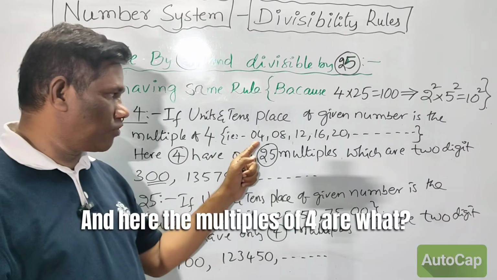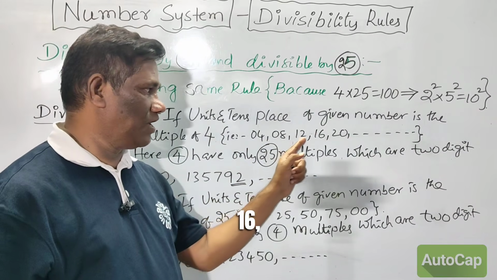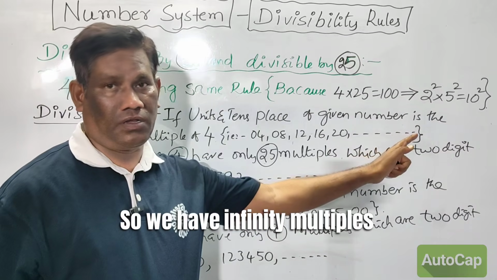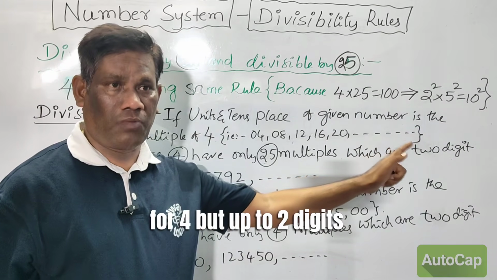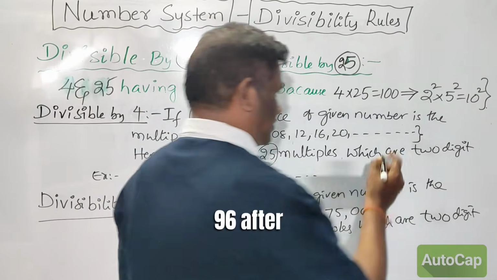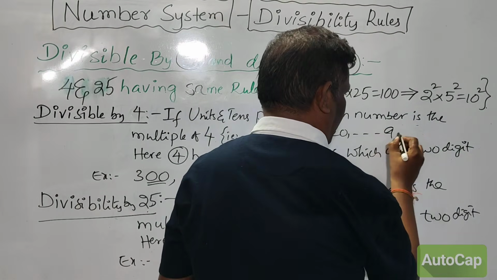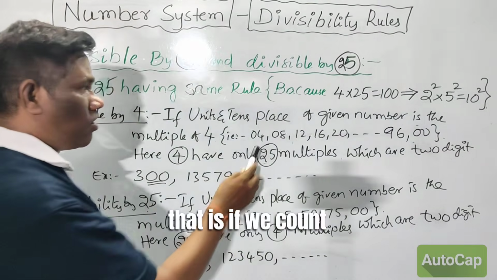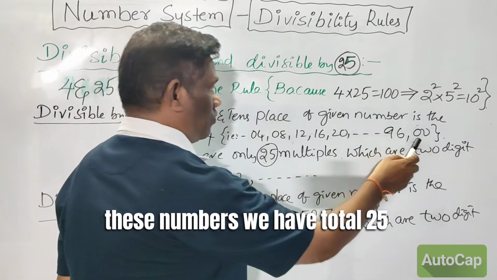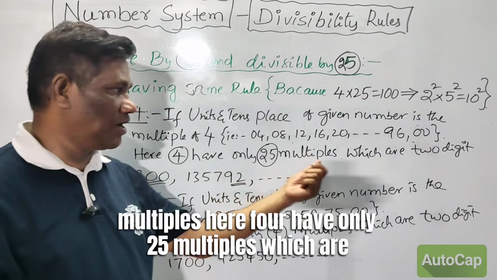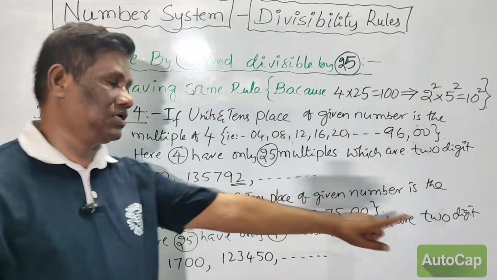And here the multiples of 4 are what? 4, 8, 12, 16, 20 and so on. So we have infinite multiples of 4, but up to 2 digits, we are taking 96. After 96, both are zeros. So if we count these numbers, we have a total of 25 multiples. Here 4 has only 25 multiples which are 2 digits.